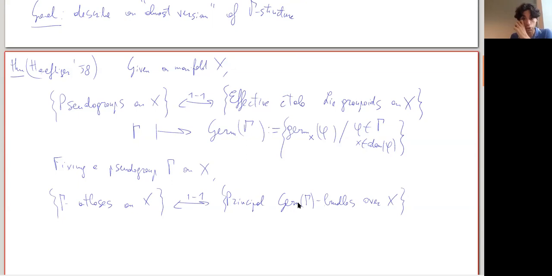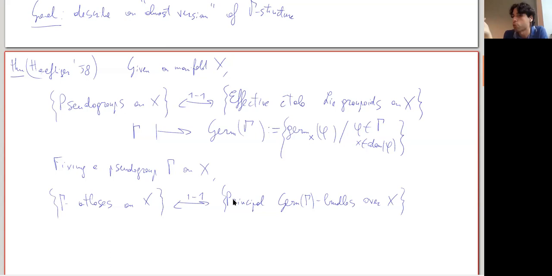Principal groupoid bundle, well, this is something that, even if you are more familiar with the classical principal bundle with a Lie group action, in the groupoid world, you can generalize them in exactly the same way. So you have to make sense of what it means for a groupoid to act on a manifold, and then what it means for this action to be principal. But this can be done, it is quite standard, and it really works in the same way as a principal bundle for a Lie group action.